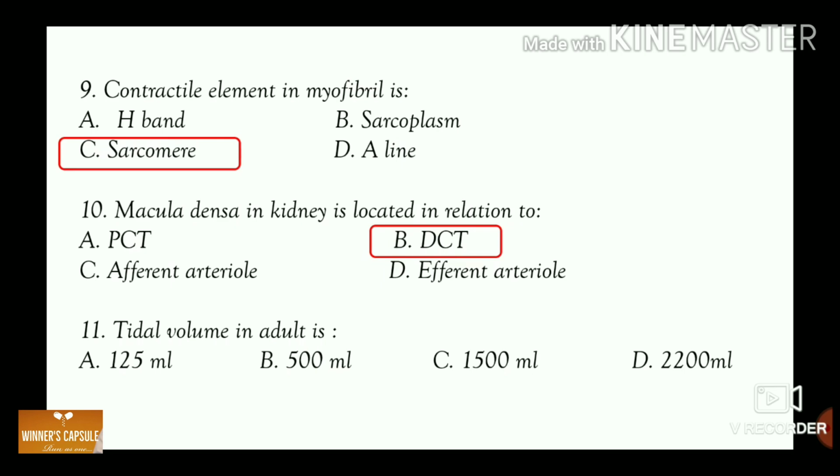11th one, tidal volume in adult is A. 125 milliliter, B. 500 milliliter, C. 1500 milliliter, and D. 2200 milliliter. Answer is option B. 500 milliliter. Tidal volume is the amount of air that is breathed in and out of lungs in a single respiration. So the normal value of tidal volume is 500 milliliter.